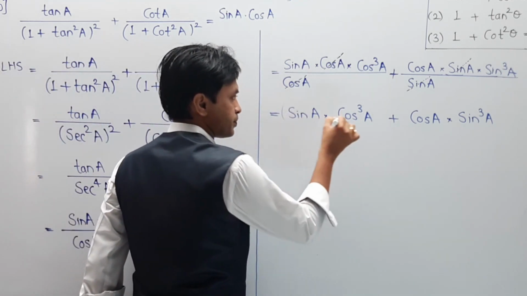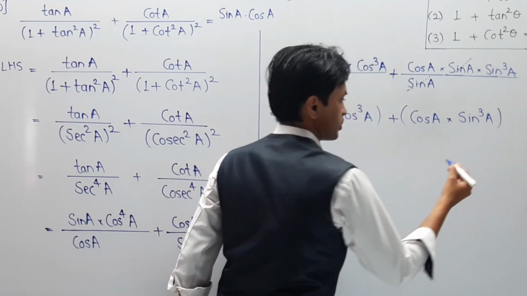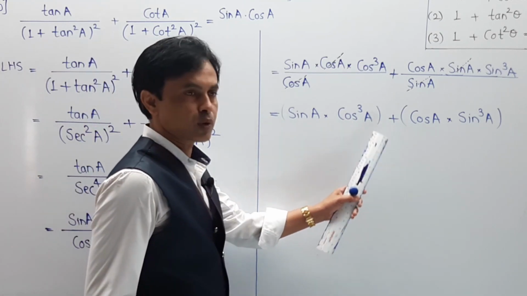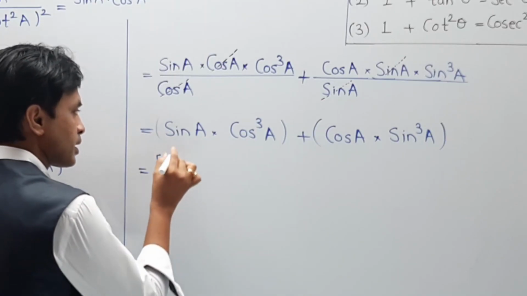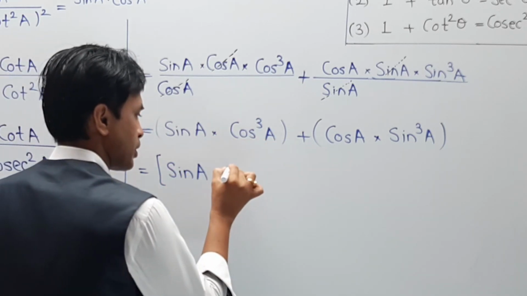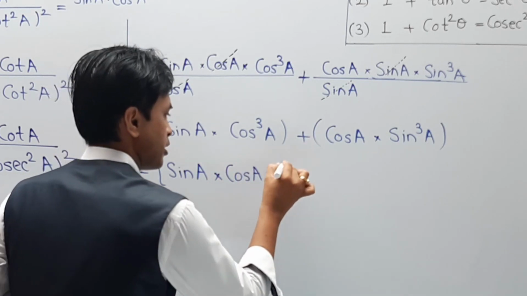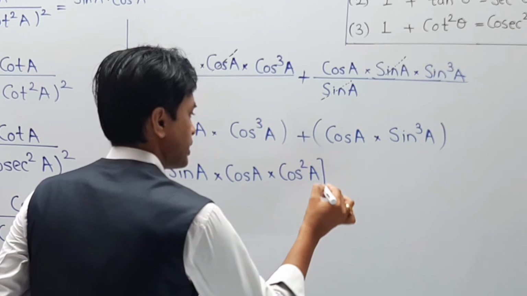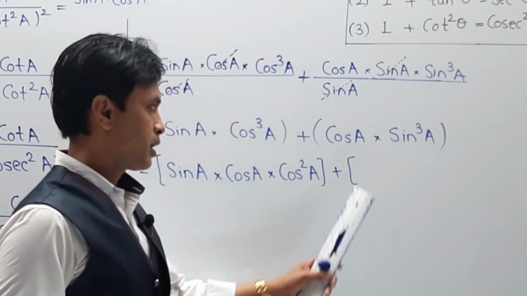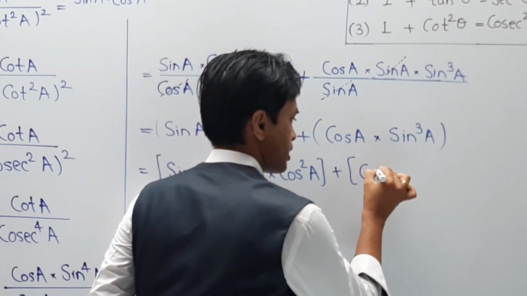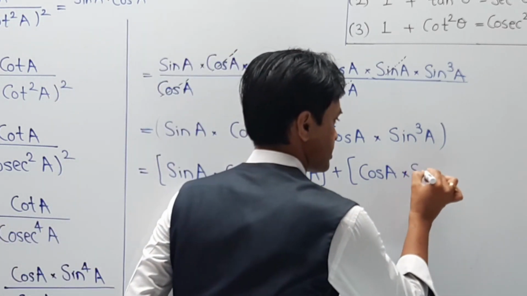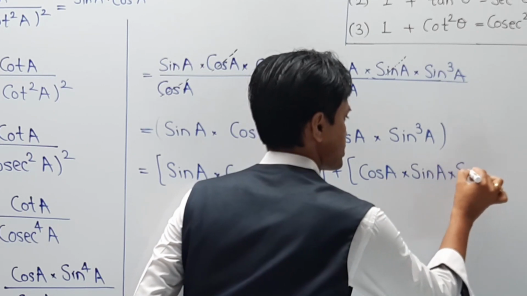Again this group given over here, I am going to separate it and write it over here. Here sin A into cos cube A, I am writing it as sin A into cos A into cos square A. In the next part, plus sign, so plus as usual, and cos A into, instead of writing sin cube A, I am writing it as sin A into sin square A.